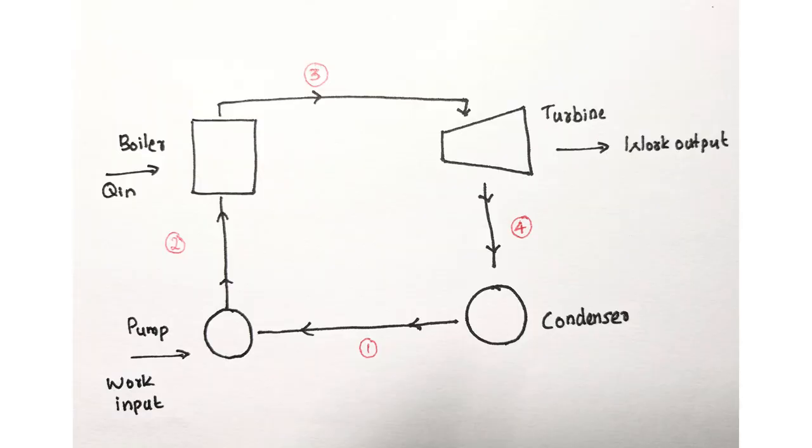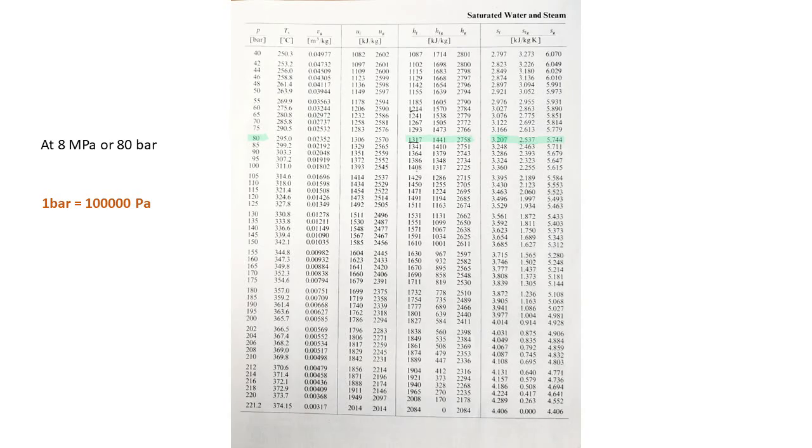Let's look at the solution. We will assign the following numbers to represent the different stages of the process. After the condenser, we can name it stage 1. Stage 2 is after the pump, stage 3 is after the boiler, and stage 4 is after expansion in the turbine. We use the steam table to do this calculation.